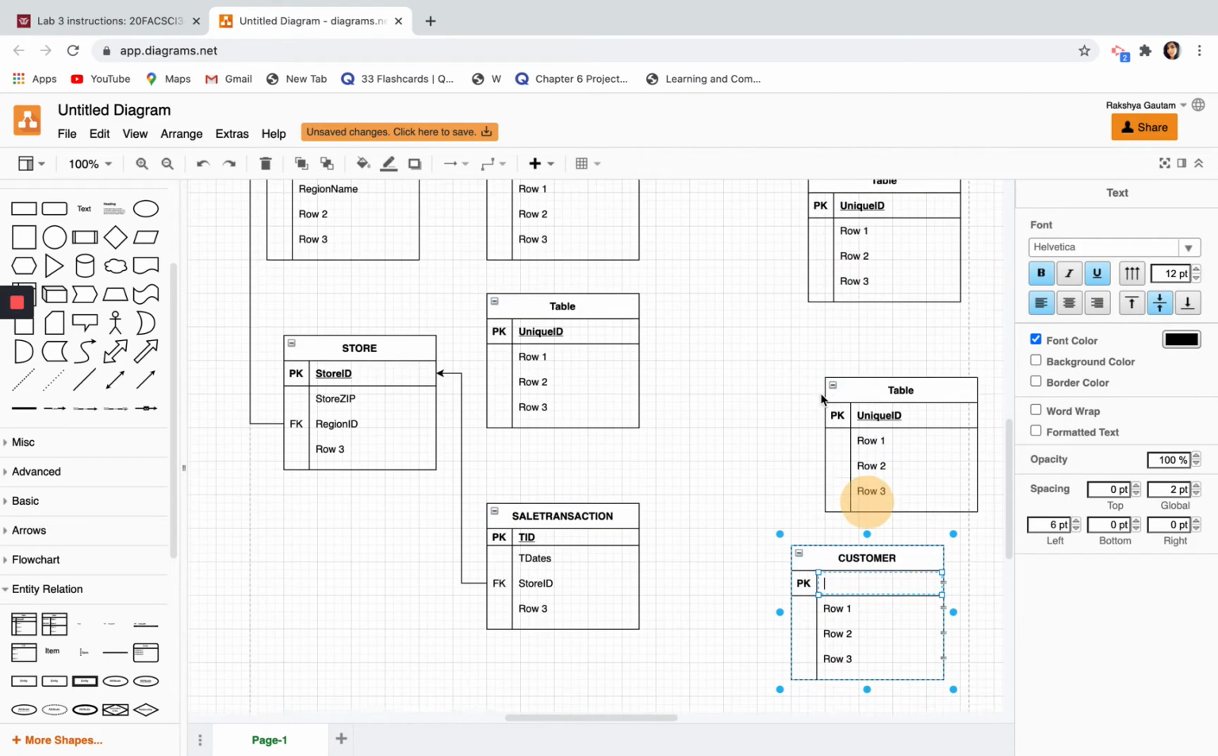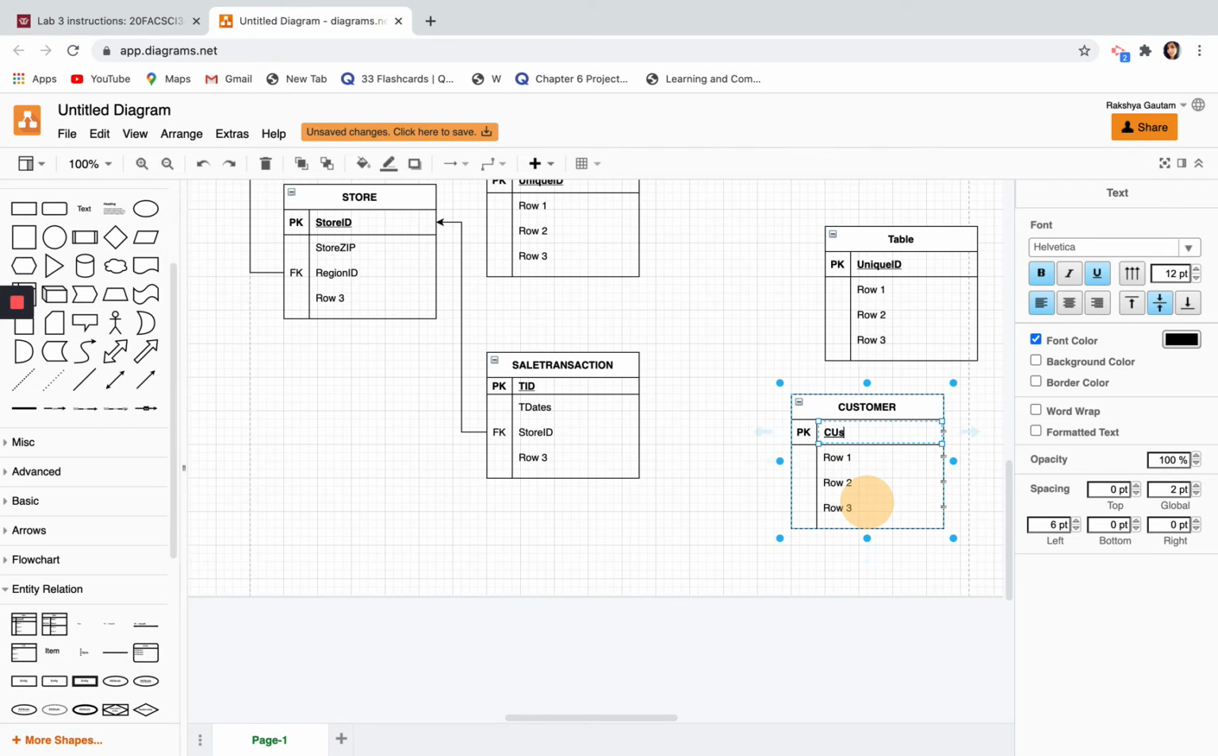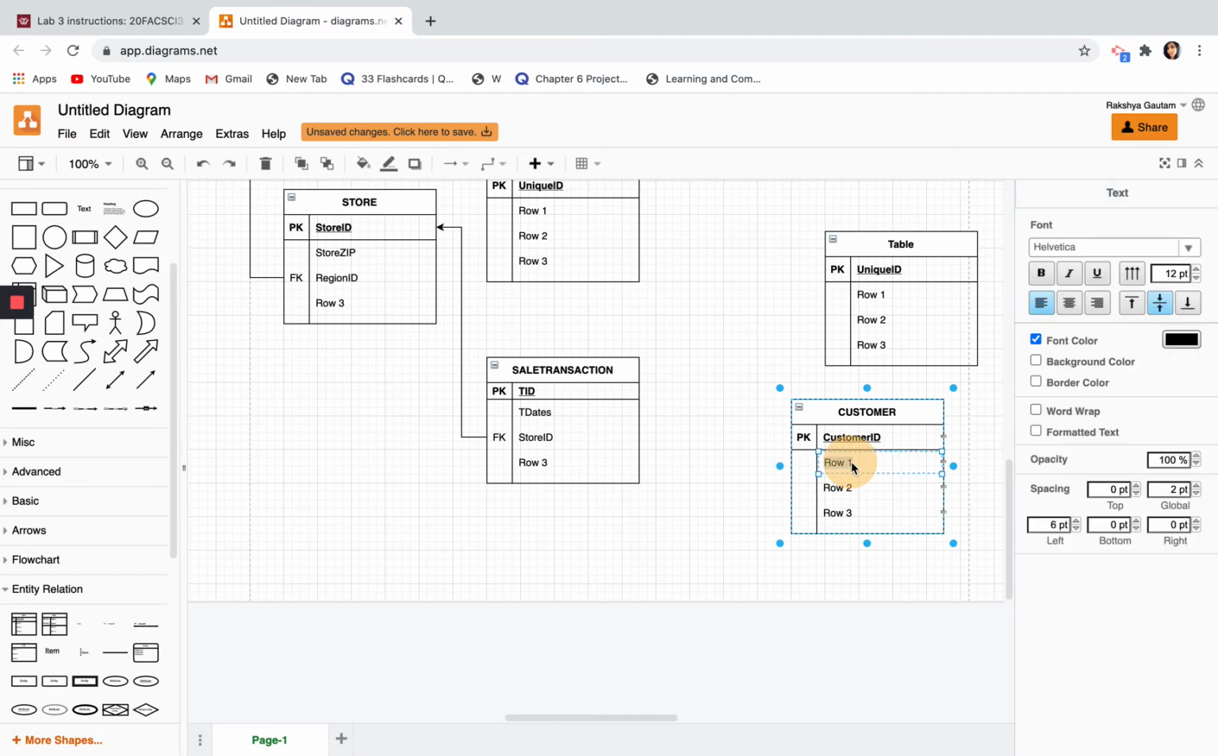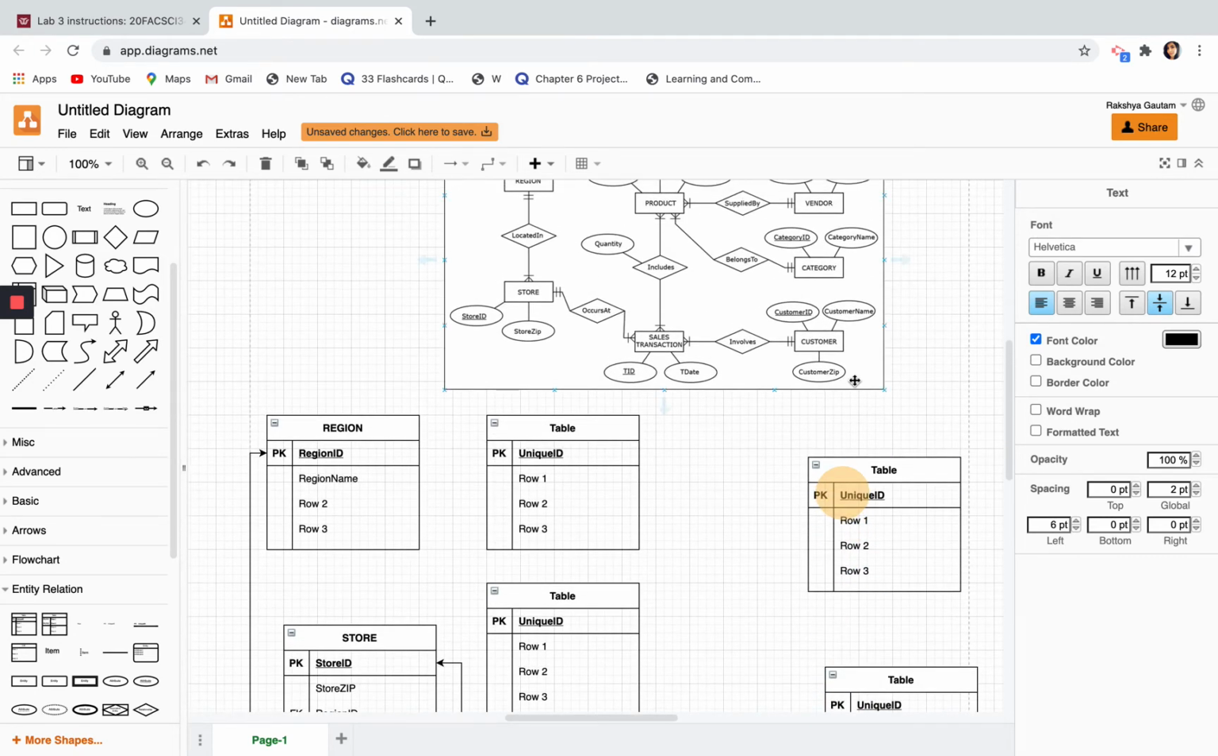Here customer ID would be its primary key, and its attributes would be customer name and customer zip.